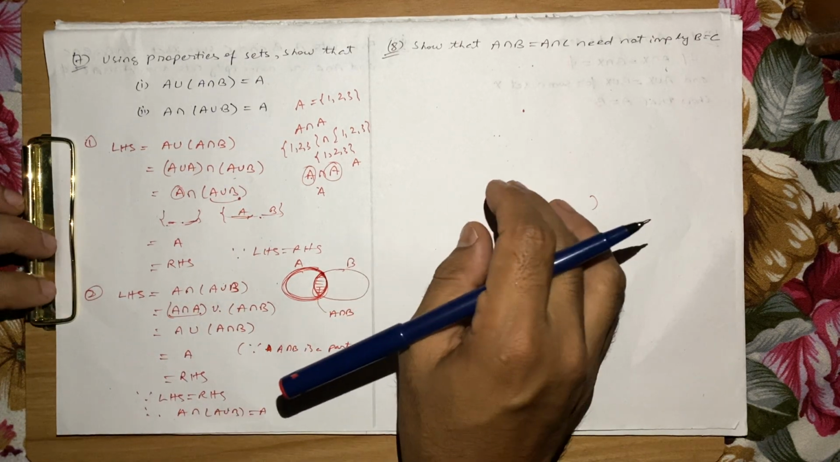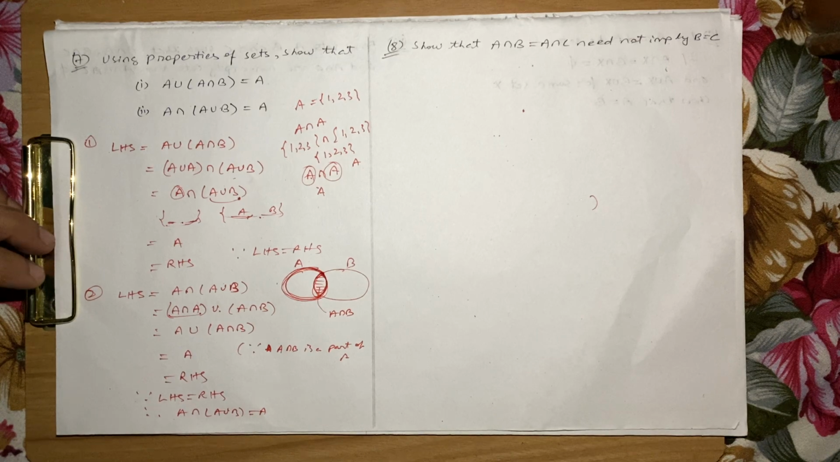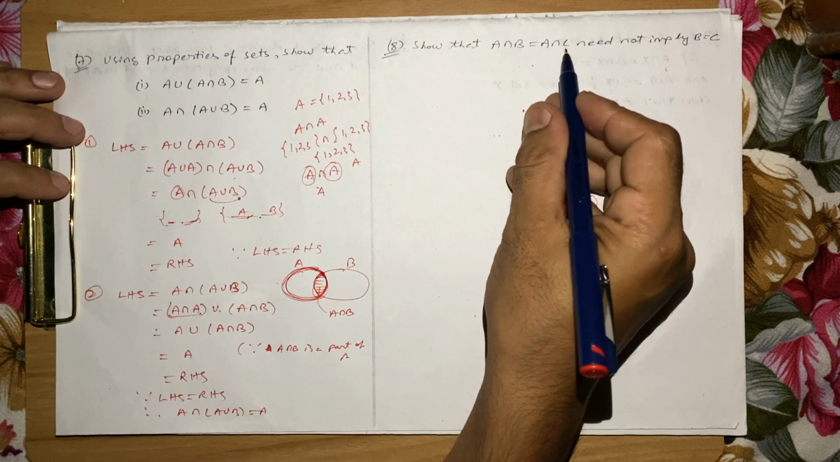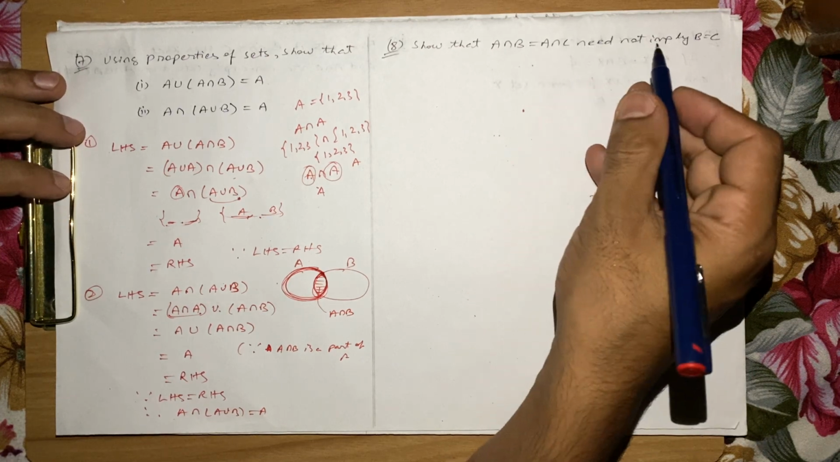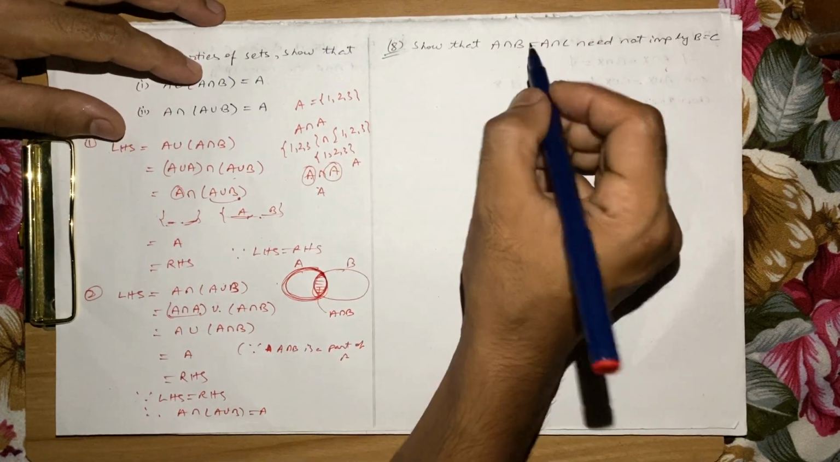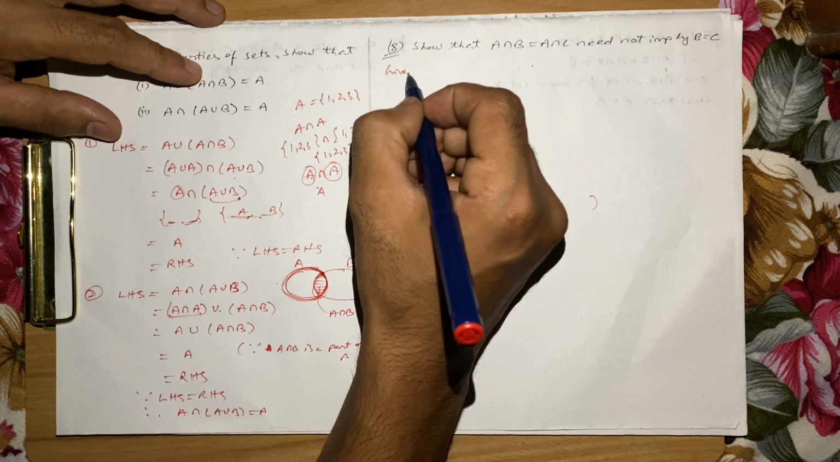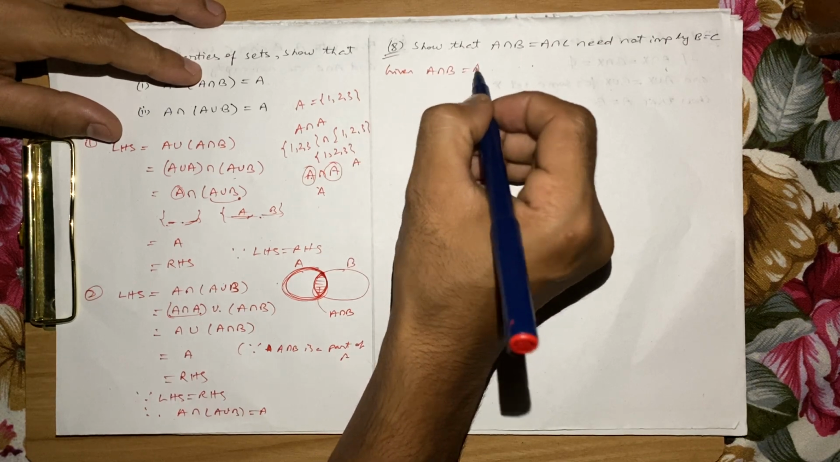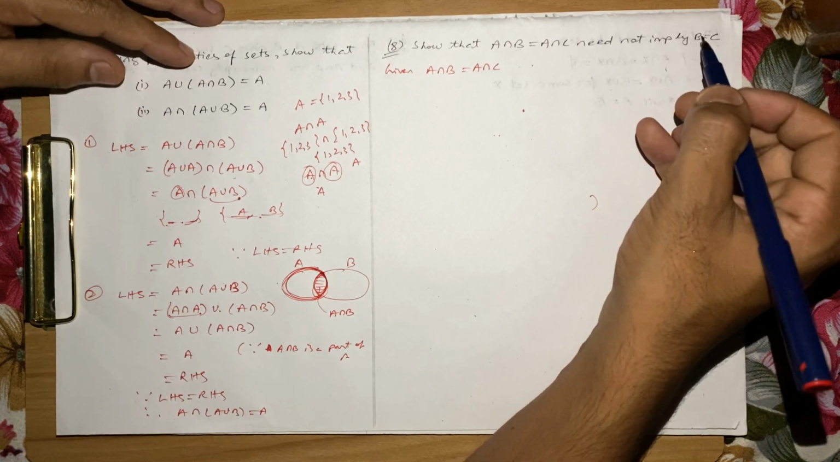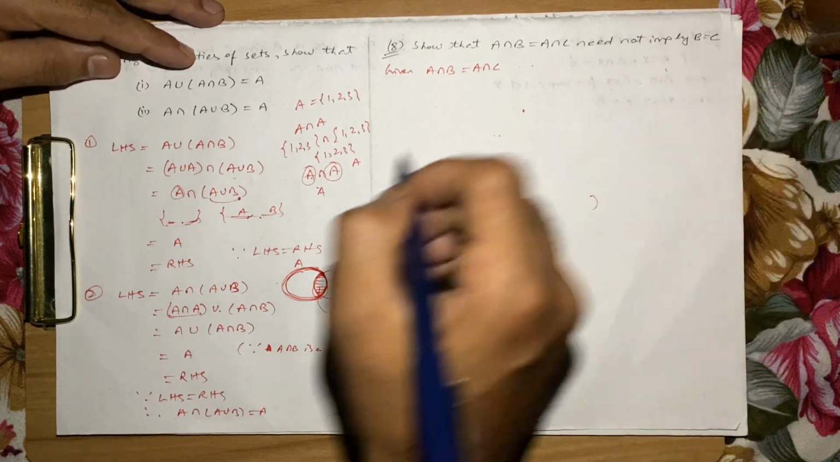Okay, now let's move on to the next question. Show that A intersection B is equal to A intersection C need not imply B is equal to C. Let's try to prove this. This is the given condition: A intersection B is equal to A intersection C. Now it says need not imply, meaning it's not necessary that B and C are equal.